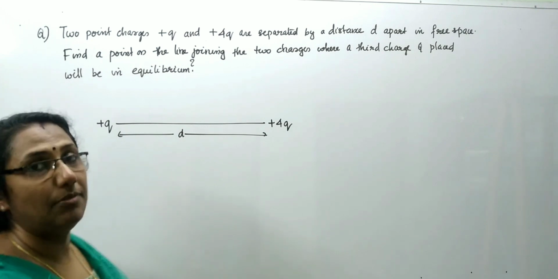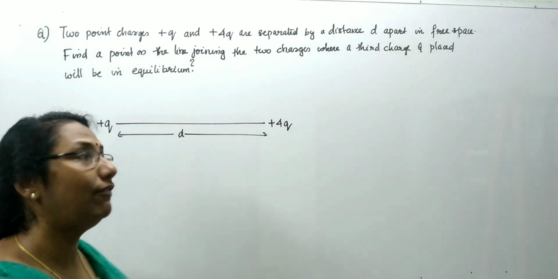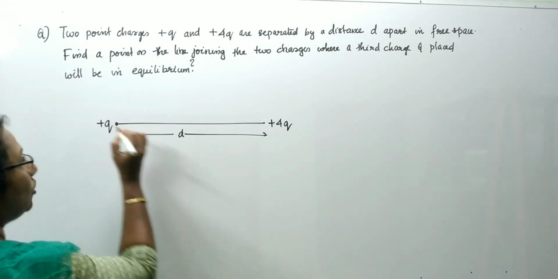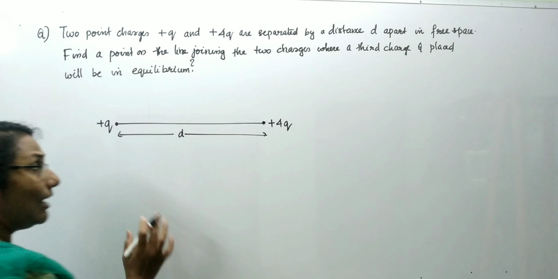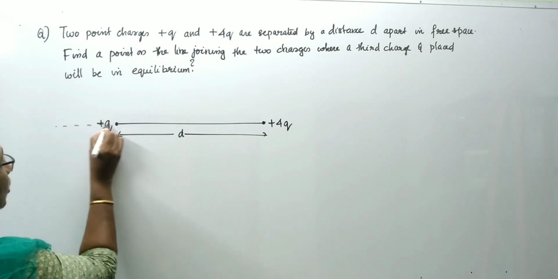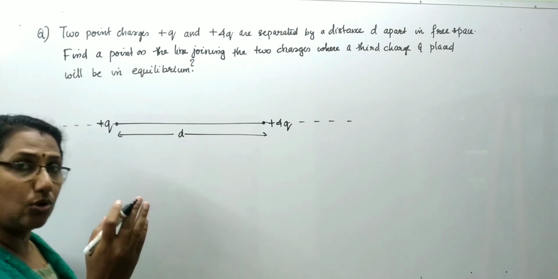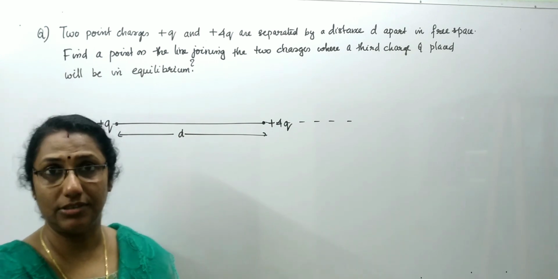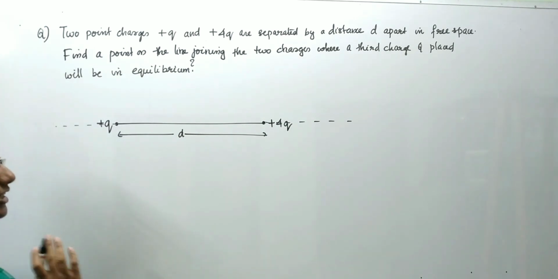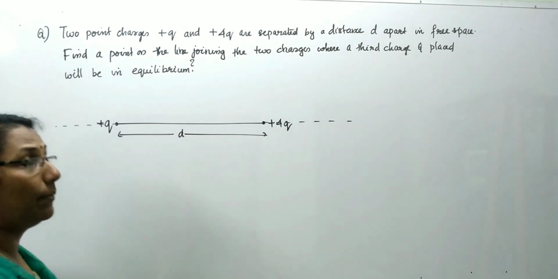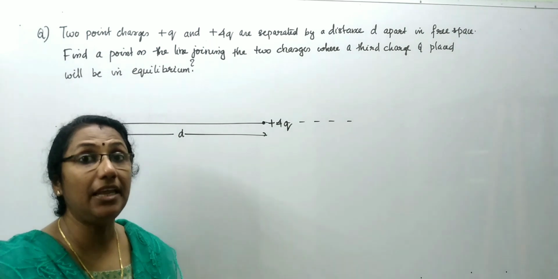So the medium between the two charges is taken to be vacuum or free space. Find a point on the line joining the two charges. We have already drawn a line joining the two point charges, but that line may extend outside the charges also. The line joining the two charges will be like this. Okay, so this is the line joining the two charges. We have to find a point on this line where a third charge capital Q placed will be in equilibrium.